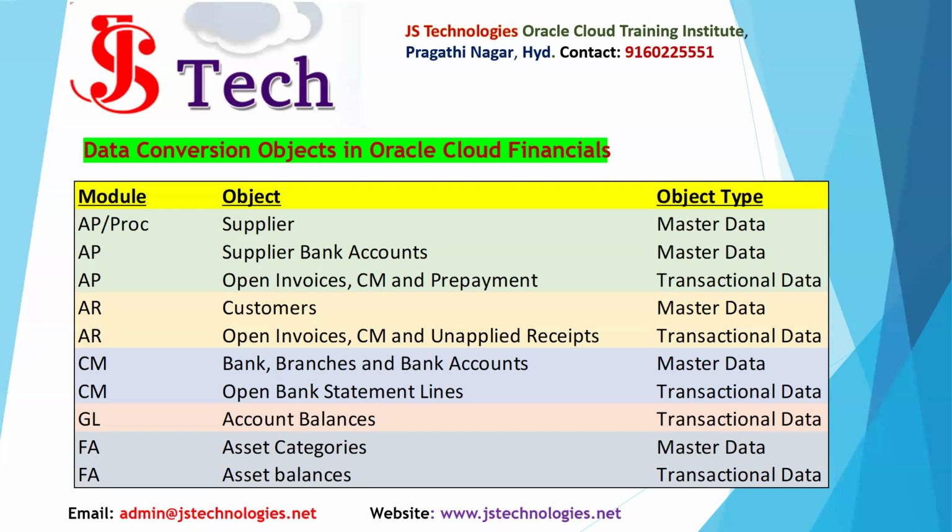And in GL, we need to load the account balances, the GL balances, using the general import FBDI template. And in FA, we have asset category and asset books. We can use an FBDI template to load the data, which is called master data. And for loading the asset balances, we have the mass additions FBDI template. By using that, we can load the transaction data.